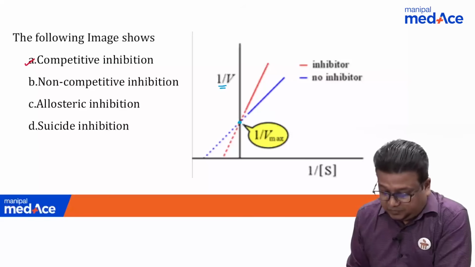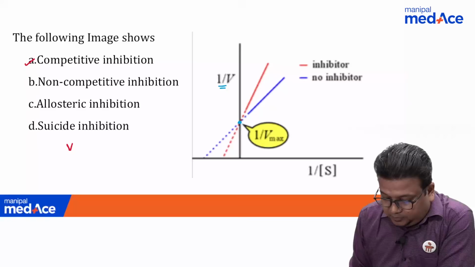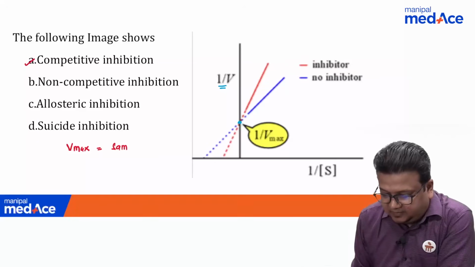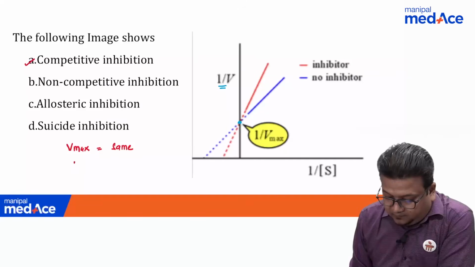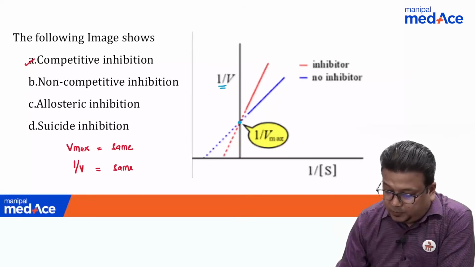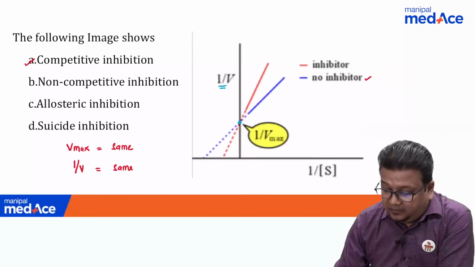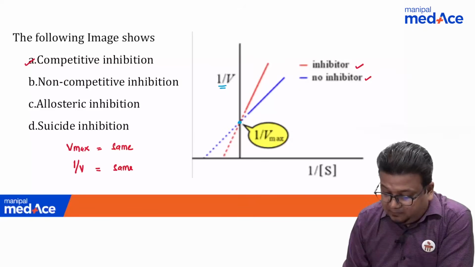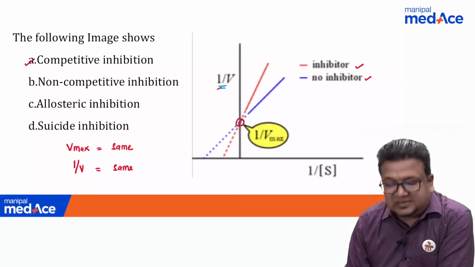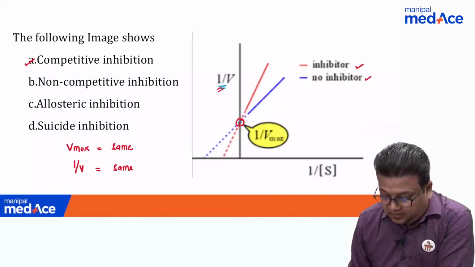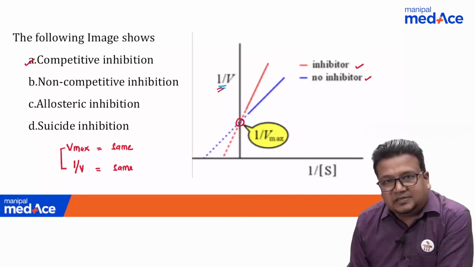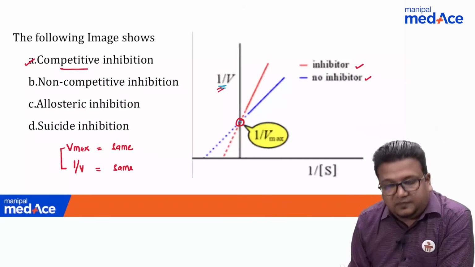And how did we solve this? I had told you that Vmax remains same after adding antagonist. Vmax remains same in competitive antagonism. So therefore 1 by Vmax will also remain same. So without inhibitor or antagonist and with inhibitor, the same point on the 1 by V axis will be crossed. As you can see, 1 by V is same in this particular graph. That means Vmax and 1 by Vmax are same. So this is an example of competitive inhibition.